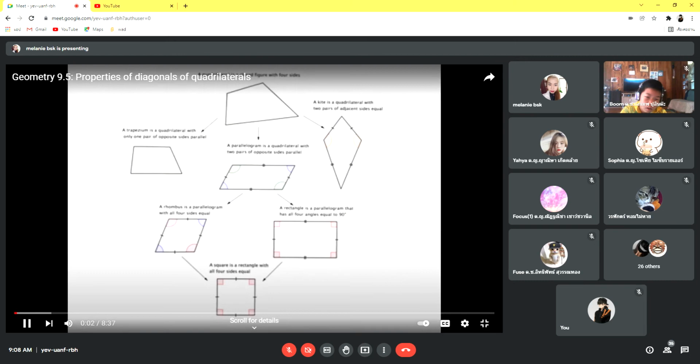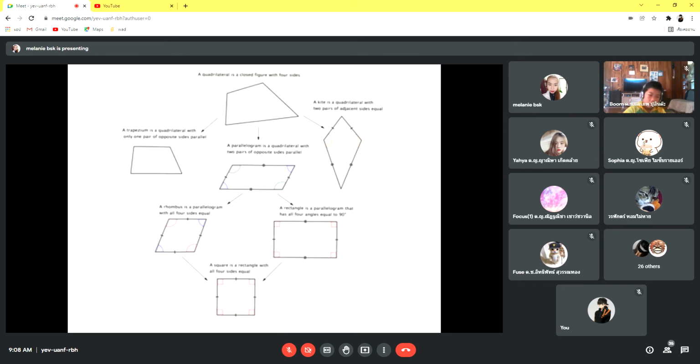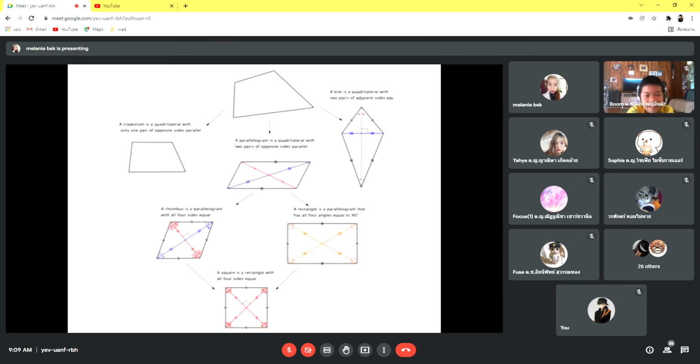Last time we had a look at the properties of quadrilaterals in relation to the sides and angles of those quadrilaterals. You might want to just pause the video here just to review these properties and have a read of what all the different kinds of quadrilaterals are and what kind of properties they have for angles and sides. Today we're going to be looking at further properties of quadrilaterals, but this time in relation to the diagonals of the quadrilaterals.